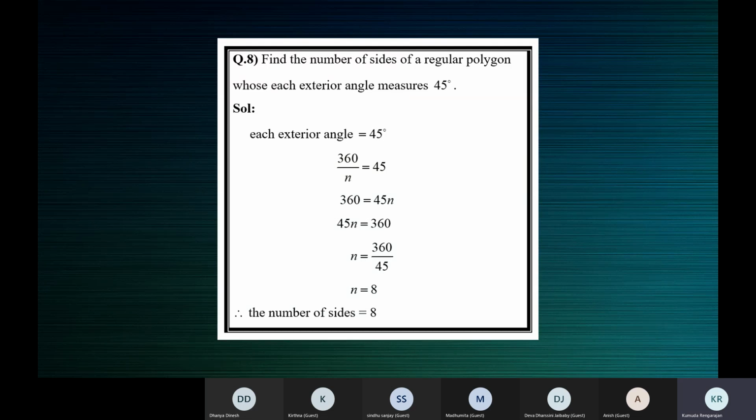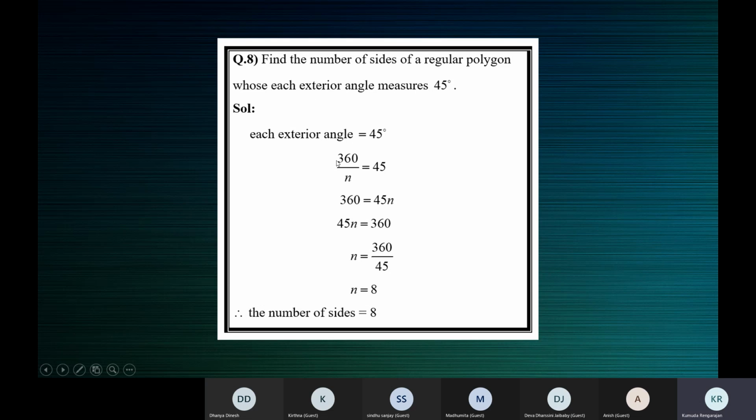Children, am I audible? It's a regular octagon, ma'am. Perfect. It's a regular octagon. So just write this information given. Each exterior angle is equal to 45.